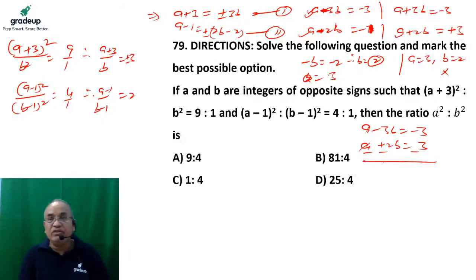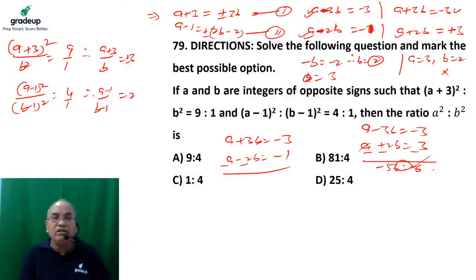It will become minus 5B is equal to minus 6. Okay, so B is fractional, so this condition cannot be taken. So now what we do, we take this equation with this. We have to do this sort of jugglery. A plus 3B is equal to minus 3, and A minus 2B is equal to minus 1. If I try to solve this equation, A will get struck out. The value of B would be 5B is equal to minus 2, again fractional. So not a possible answer.